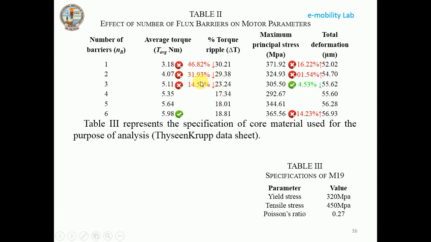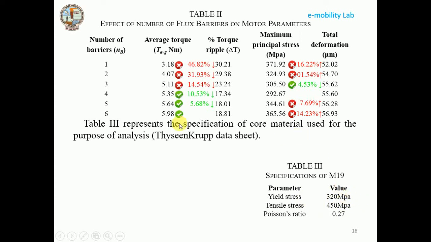This entire decrement in torque is compared with the 6 barriers, and you have 305 megapascal, which is around 4% lower than the value permitted by the core material, which is acceptable. But there is a 14% lower torque, which is not acceptable. Then coming to 5 barriers, only 5% lower in torque, but again there is an increment in the stress, which is 7% higher than permitted by the core material.